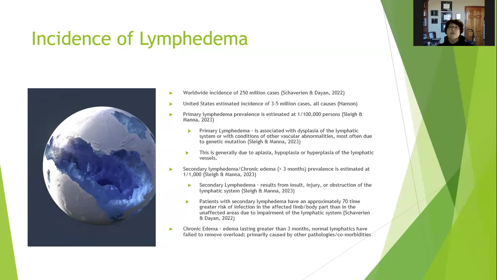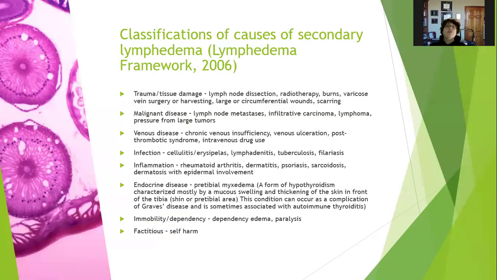Secondary lymphedema is as a result of something else. So a result of cancer treatment or filariasis, which is a bacterial infection. So the primary is you're born with it, and secondary is caused by something else. Chronic edema, like we said before, is edema lasting greater than 3 months, and normal lymphatics have failed to remove the overload for whatever reason. So it's primarily caused by other pathologies or comorbidities causing chronic edema.